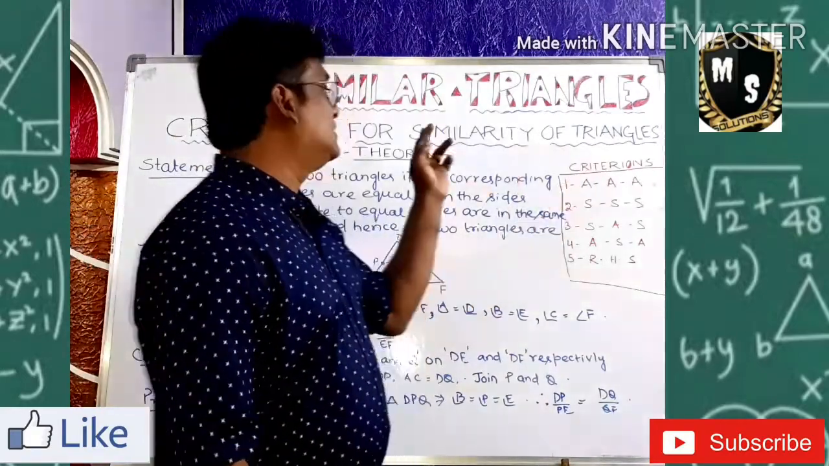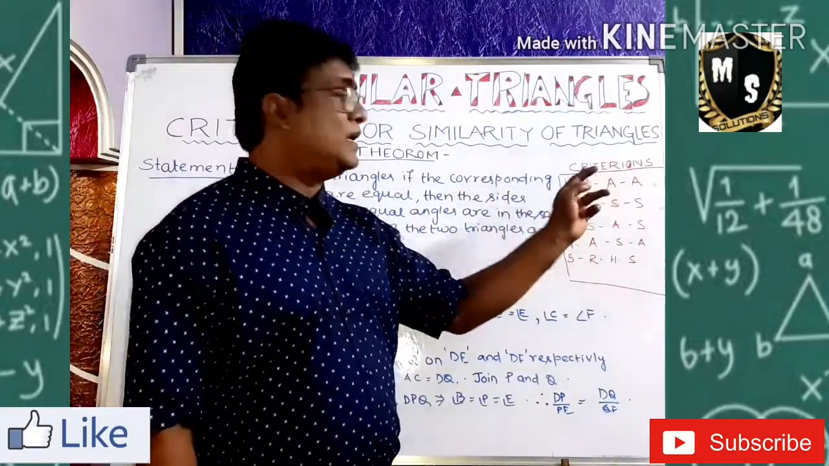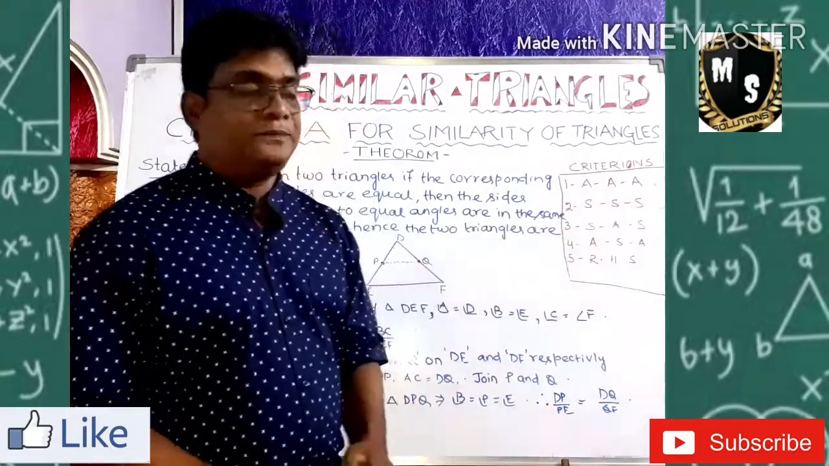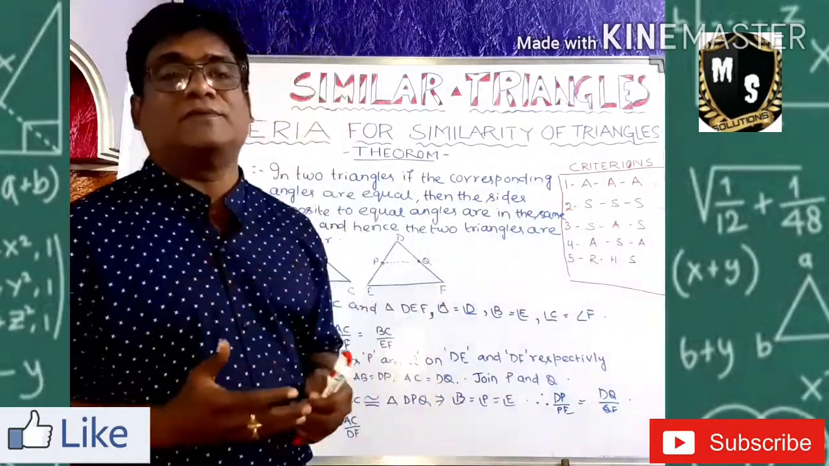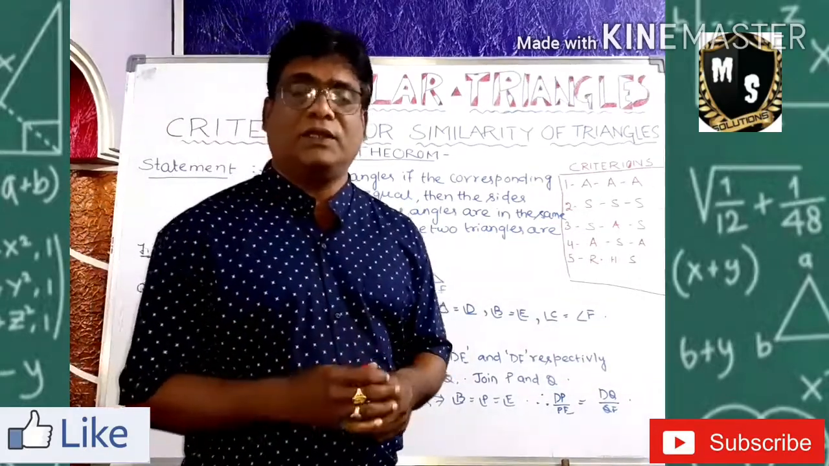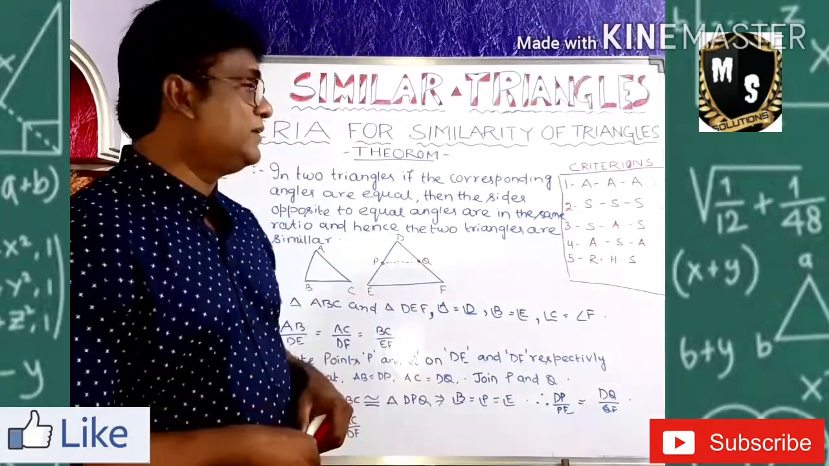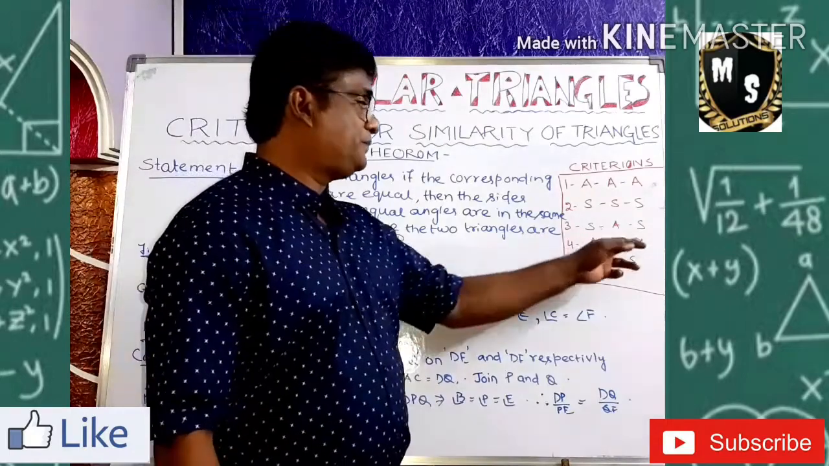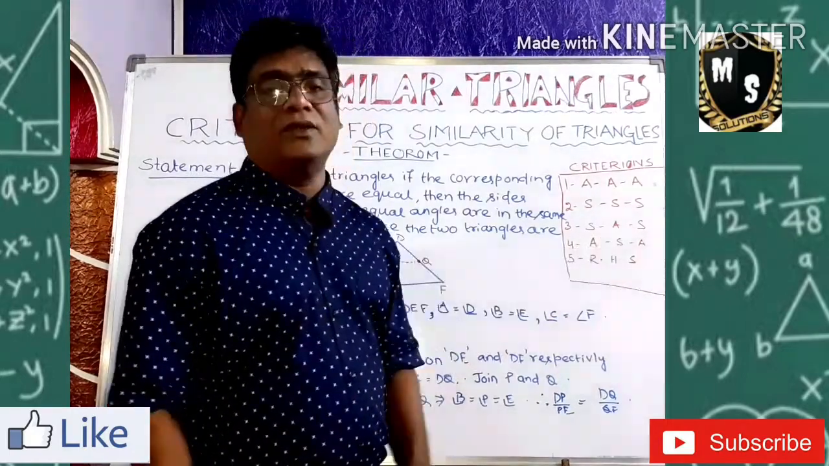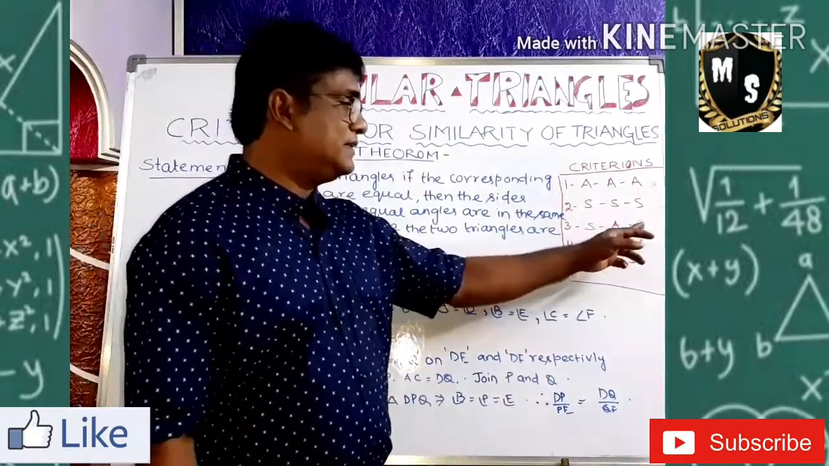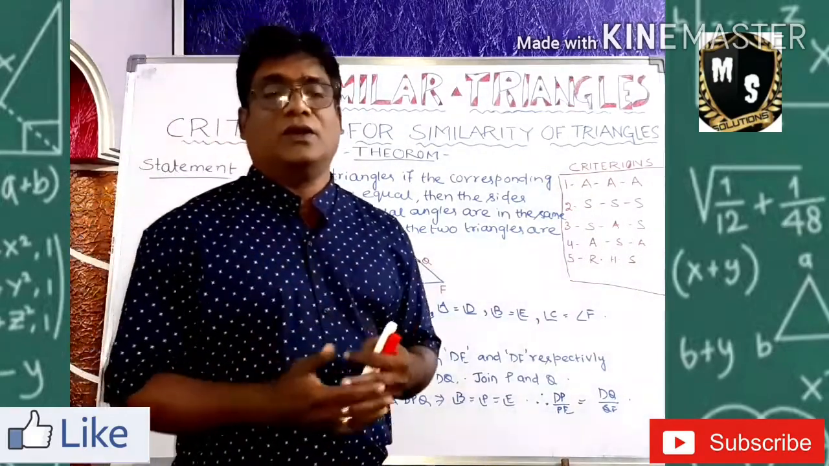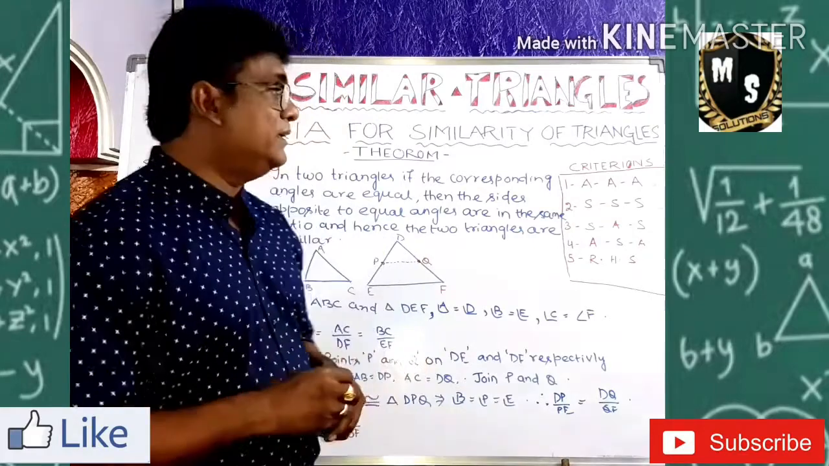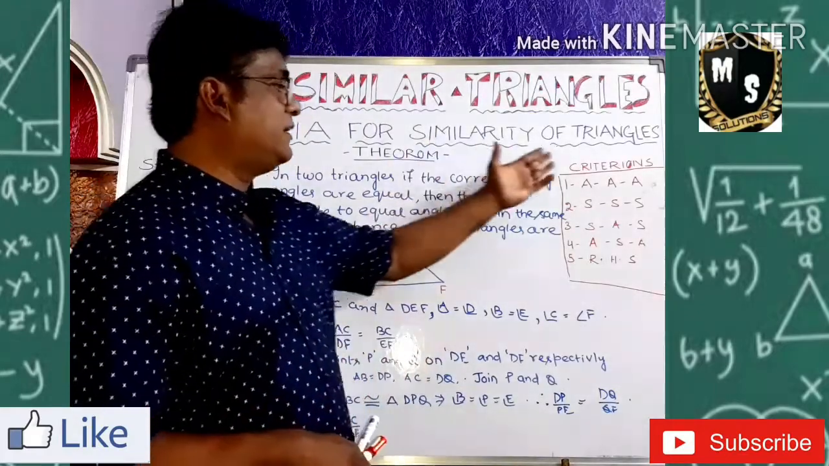Then it fulfills the similarity criterion. Angle, angle, angle criterion. So next one is side criterion. Three sides must match to each other, equal to each other. Then also they are called as similar triangles. And also SAS criterion, side, angle and side. Two sides and one angle, if it is matching or equal to the other triangle also, they are similar. That is the similarity criterions.